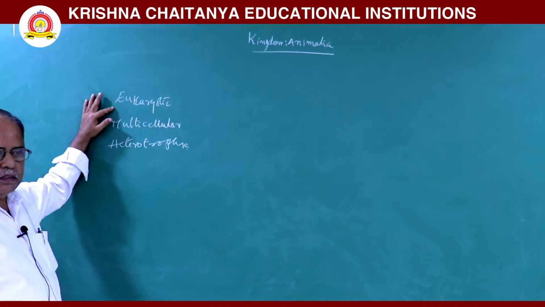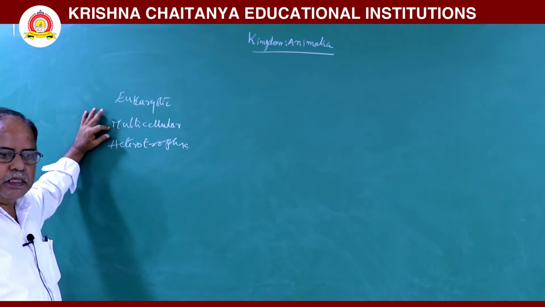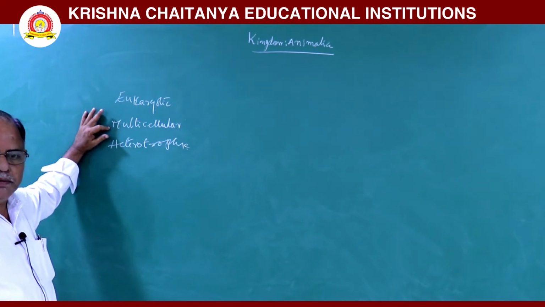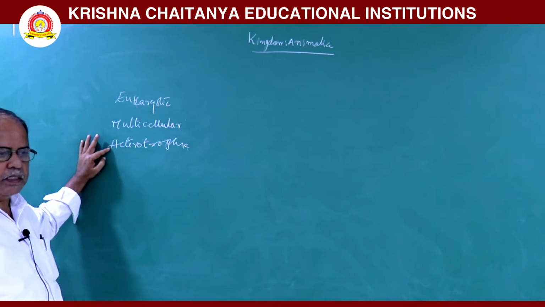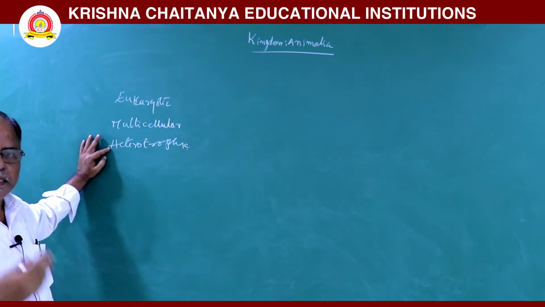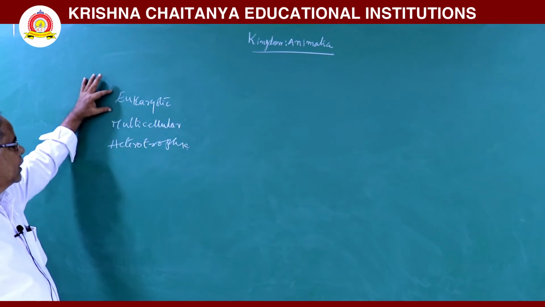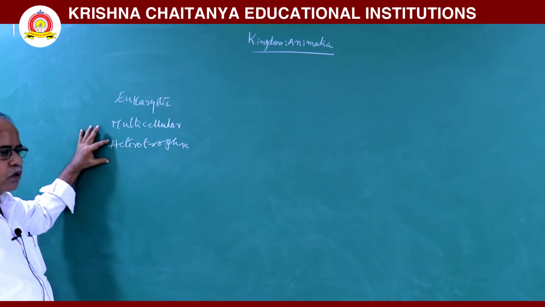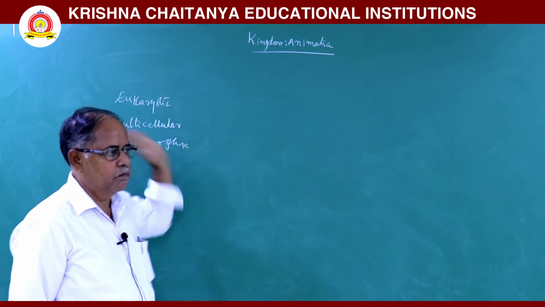Eukaryotic means nucleus is present here. Next, multicellular means the body is made up of so many cells, and heterotrophs depend for food on plants and other animals. So, they are eukaryotic, multicellular and heterotrophic animals that are included in Kingdom Animalia.